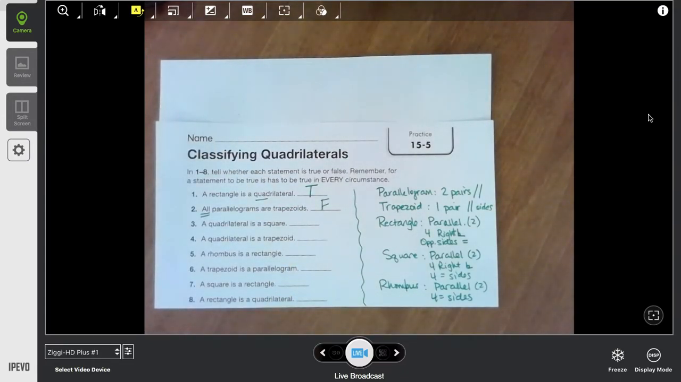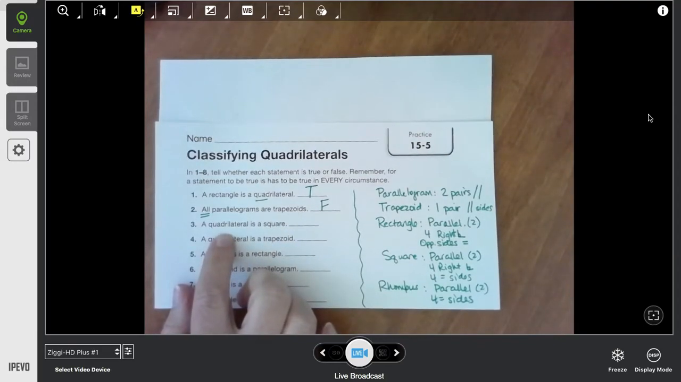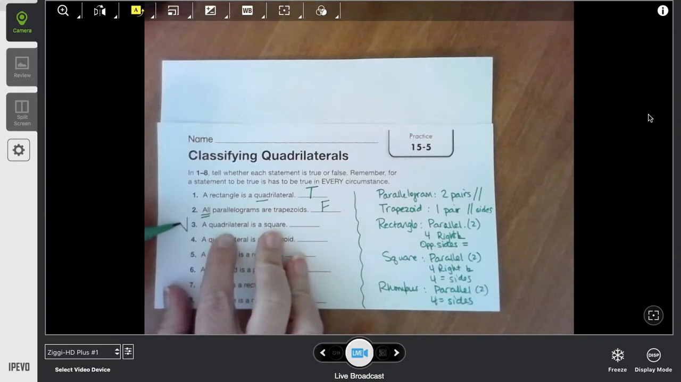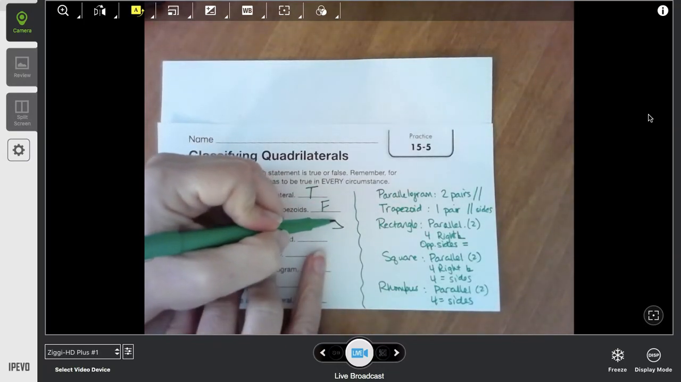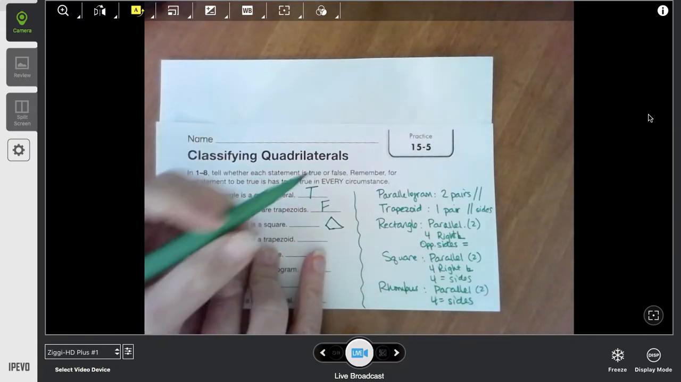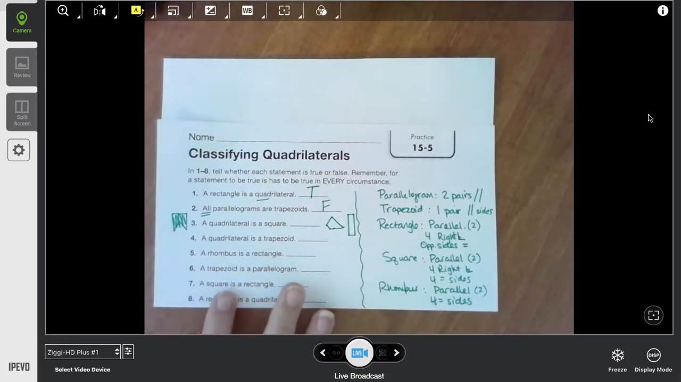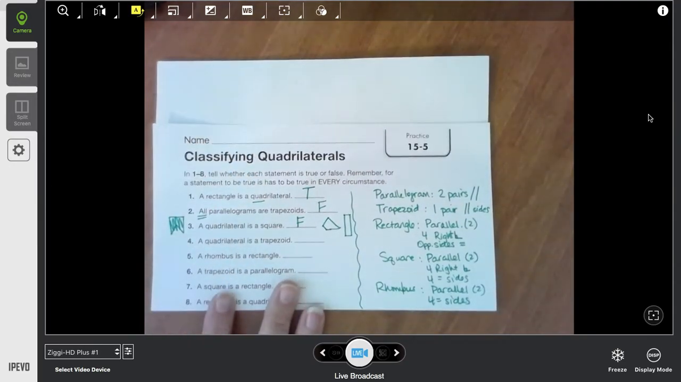A quadrilateral is a square. Well, let's see. Are all quadrilaterals squares? No. I know some quadrilaterals like one, two, three. Oh, that's a pentagon. Forget that. How about this one? That's a quadrilateral. Is that a square? No. Not all quadrilaterals are squares. Some of them can be, but not every one.